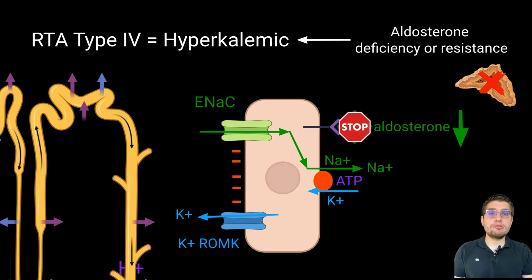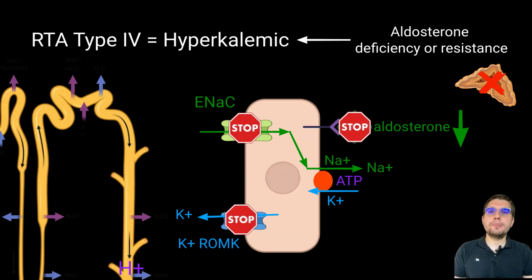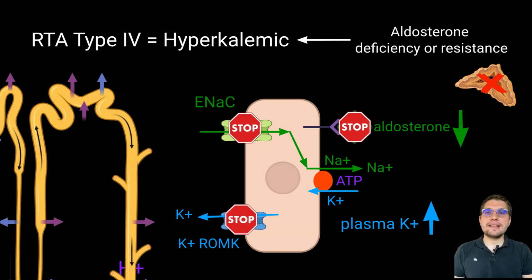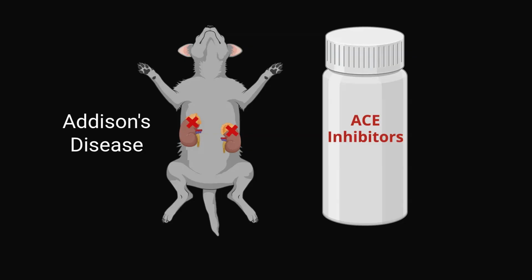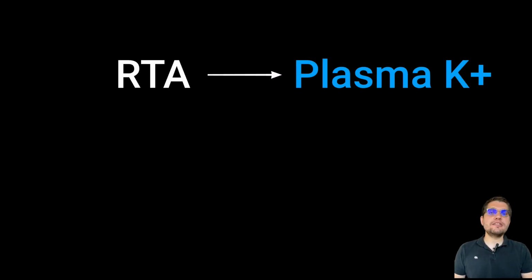Aldosterone deficiency or resistance, as seen in type 4 RTA, reduces this process, leading to hyperkalemia due to potassium retention and metabolic acidosis due to reduced hydrogen secretion. Common veterinary examples include dogs with Addison's disease or those receiving certain medications affecting aldosterone, such as ACE inhibitors. Now, let's focus on potassium changes secondary to RTA.